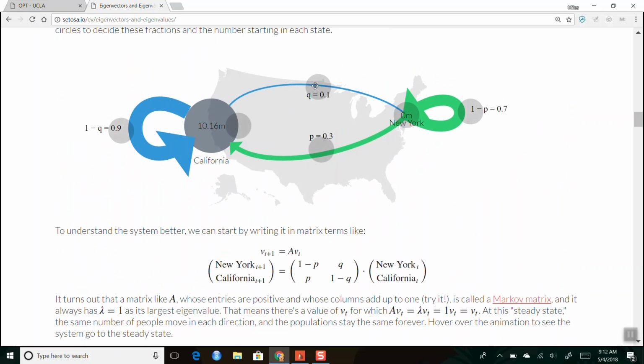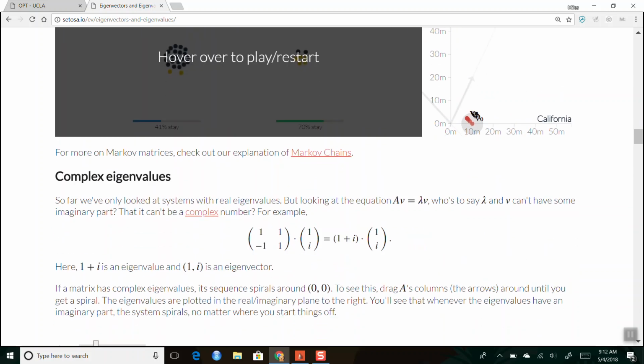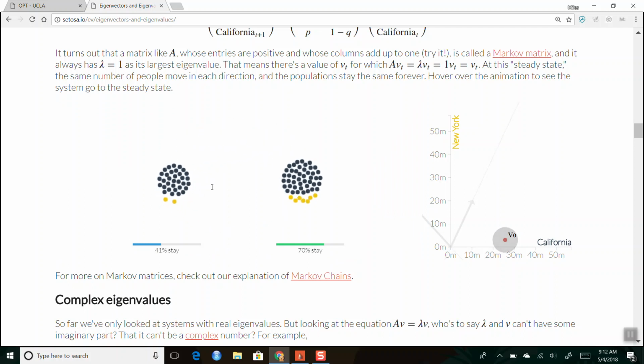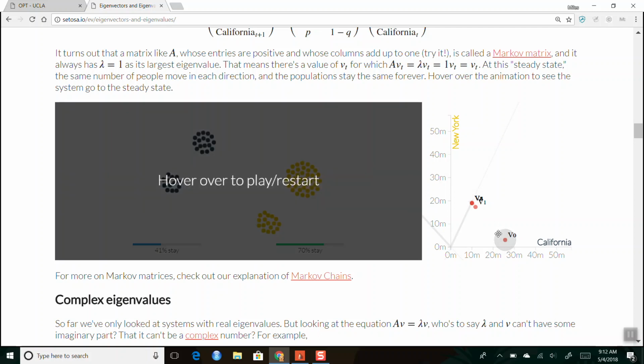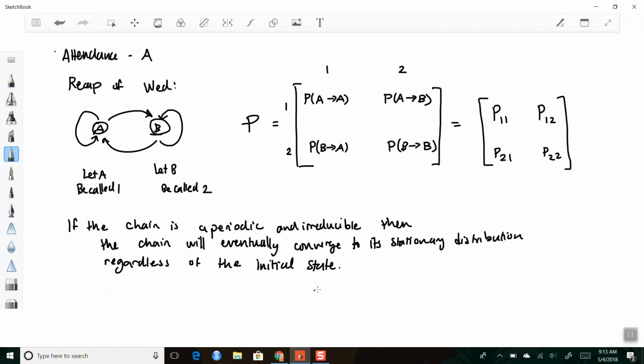And then, if we change these things, and I say, all right, now 60% of Californians are going to go to New York and 30% of New Yorkers come to California, then we can see how this will change the equilibrium place, okay? Now the equilibrium is where there are more people in New York, okay? All right, so how do we find the stationary distribution? Does that make sense, the stationary distribution?